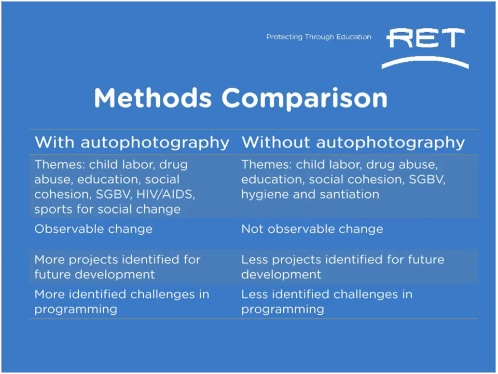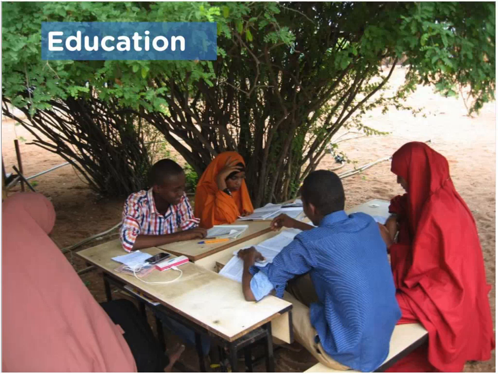And that may also be related to something I've alluded to earlier, that the youth who were using autophotography were trained more in how to use the cameras. It was slightly different. The rapport was slightly more with the youth who were using photography. And then there were also more identified challenges. So that's a strength, but also shows that the youth who were using autophotography may have been more engaged in the evaluation process because of their use of these tech tools.